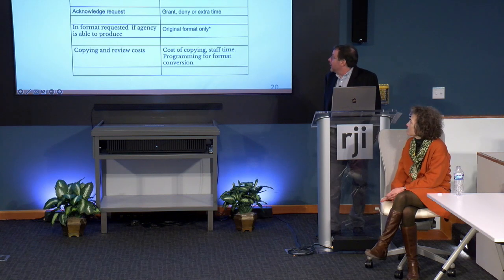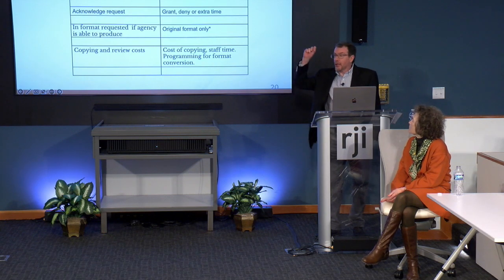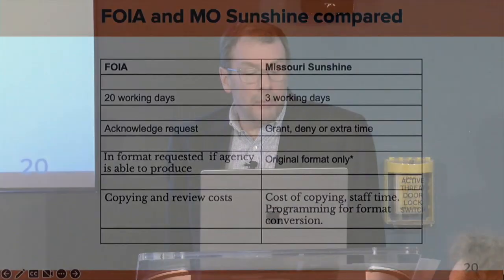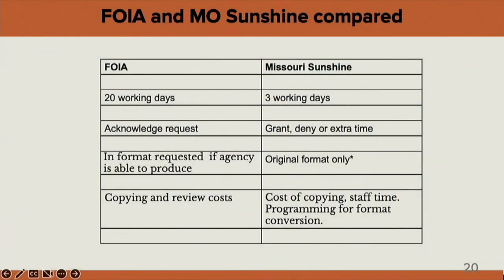And then in terms of the cost under FOIA, it's just the copying and review costs. How much should it cost to copy a data file? Like nothing. Copying an Excel file or a CSV file is no big deal. And then under Missouri Sunshine, it's cost of copying, staff time, and programming for format conversion. So if you convince them to give you an Excel file, even though they store it in a different format, they can then pass along their programming costs for that.